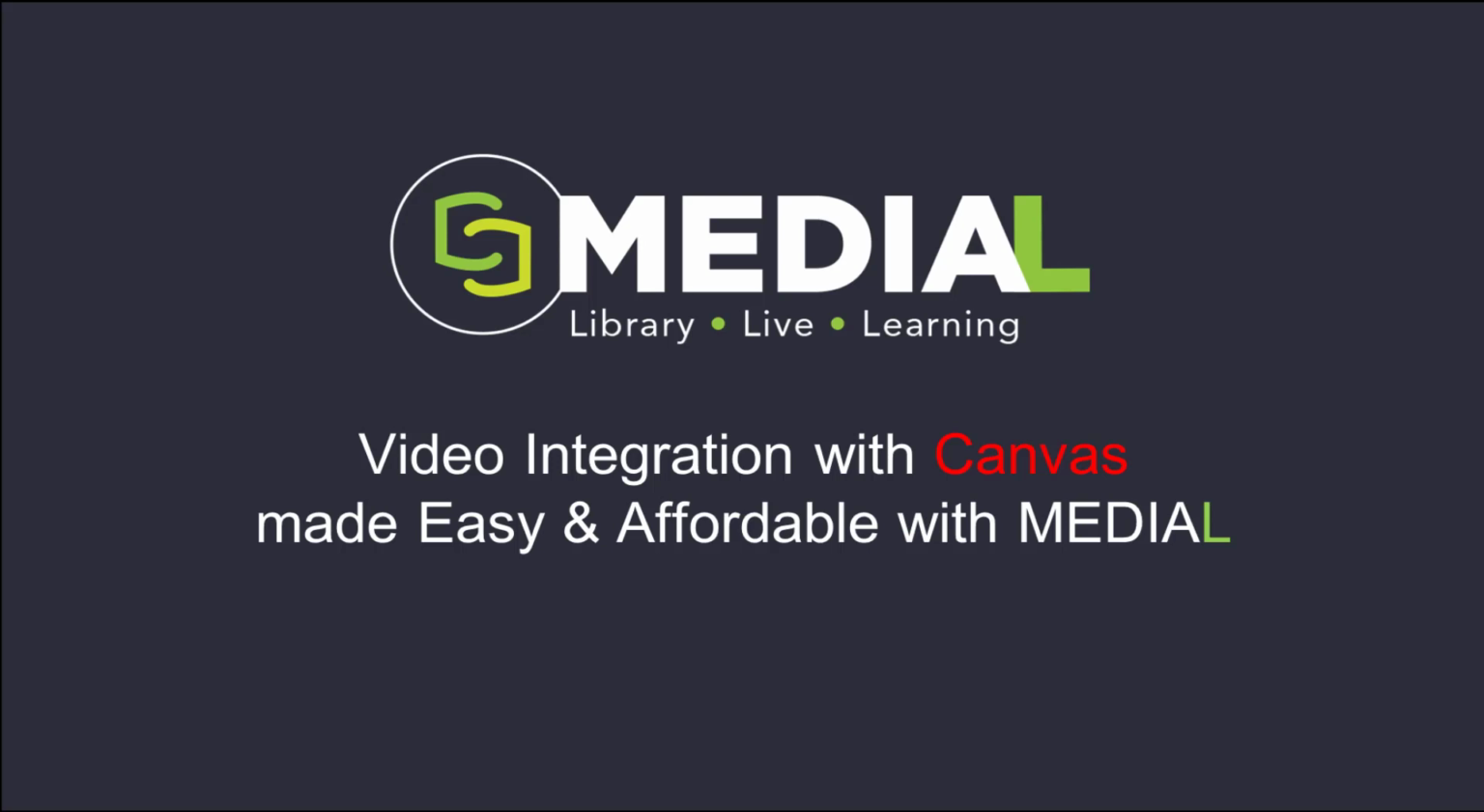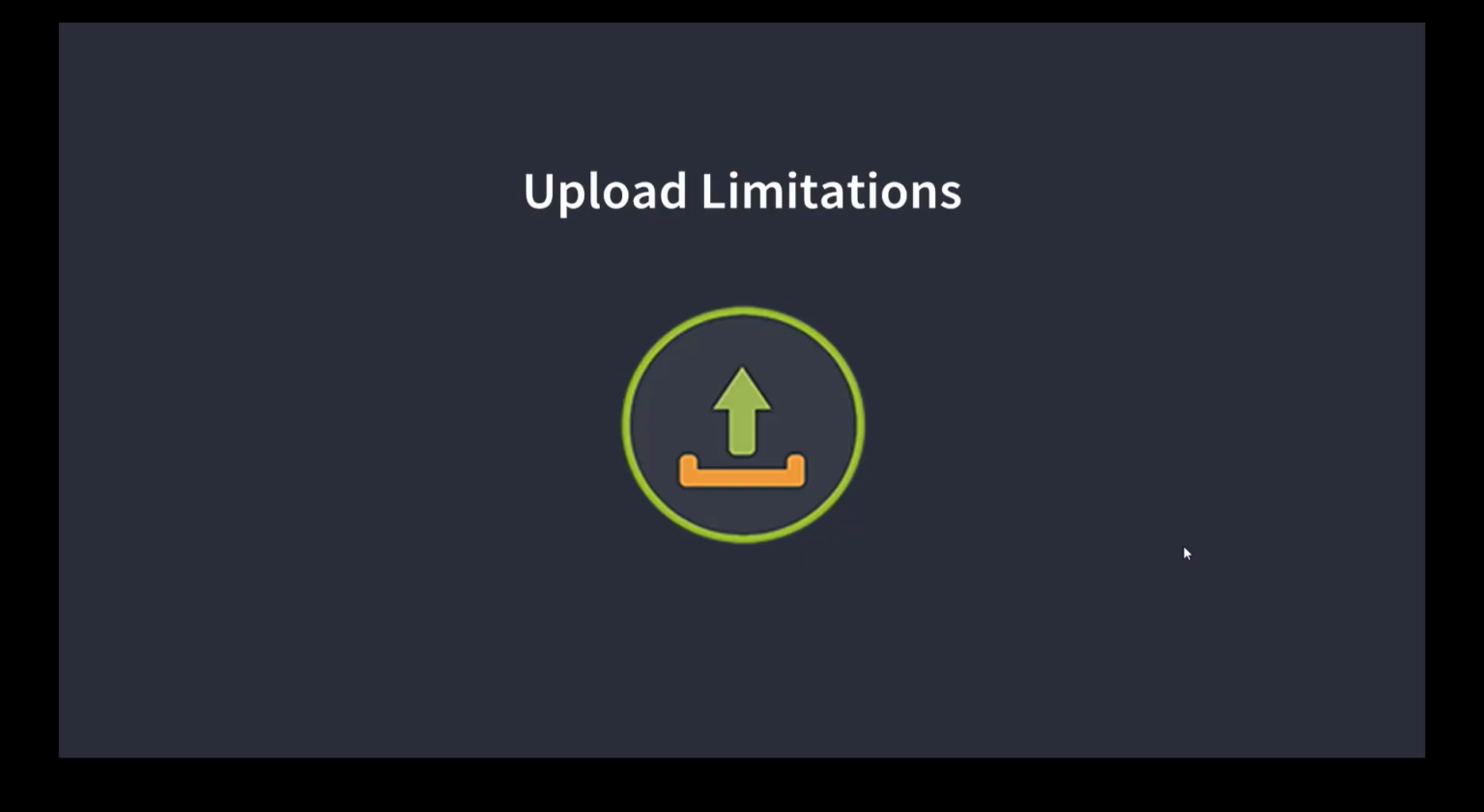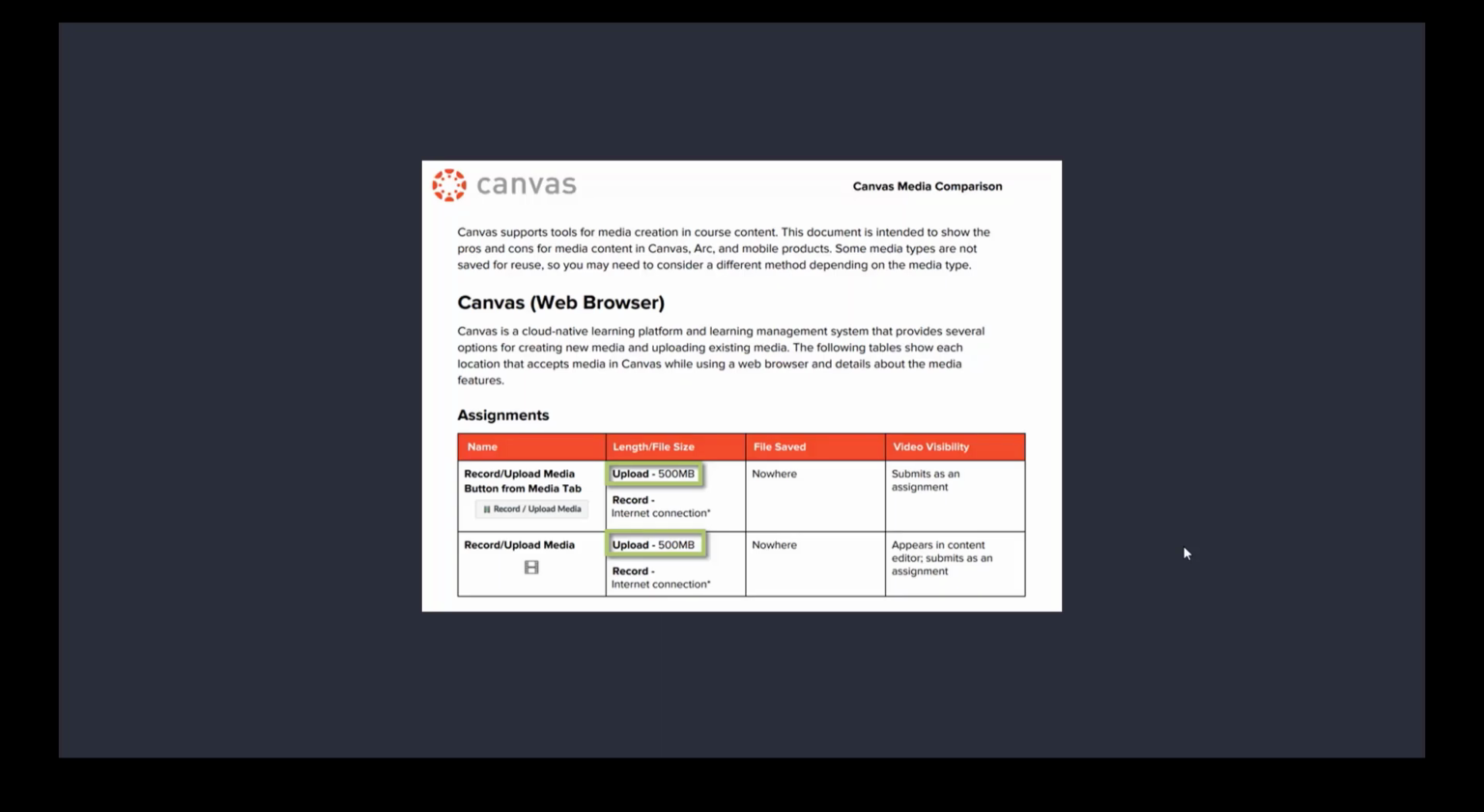So without further delay, let's proceed with the webinar, and we'll talk about the differences between the inbuilt video tools within Canvas and those within the MEDIAL Canvas app. So the first thing to address in terms of the differences between MEDIAL and the inbuilt tools in Canvas is the thorny subject of upload limitations. So in Canvas, as you probably know, with the built-in tools, there is a restriction on the file size that you can upload, which is 500 megs, or a much lower amount in terms of individual user uploads.